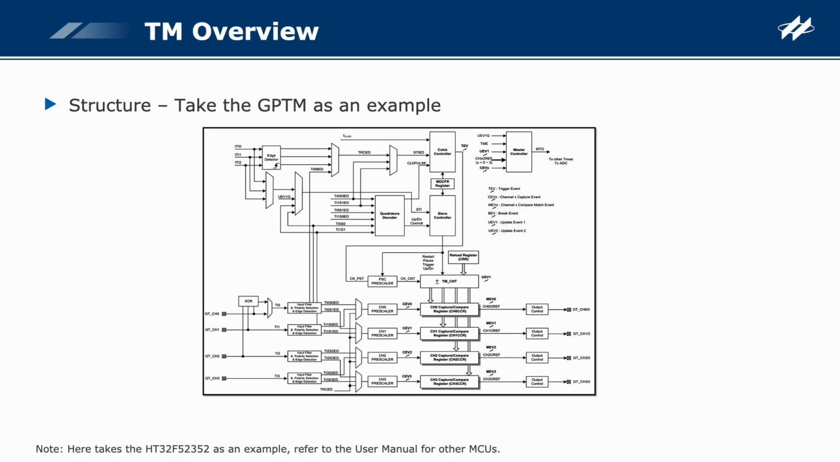We will take the GPTM as an example to introduce these parts. The clock source can be the internal clock source, that is, the internal APB clock FCLKIN, or generated by triggering the edge of the STI input source, STIED. In addition to these, the GPTM clock source can also be generated using a quadrature decoder.